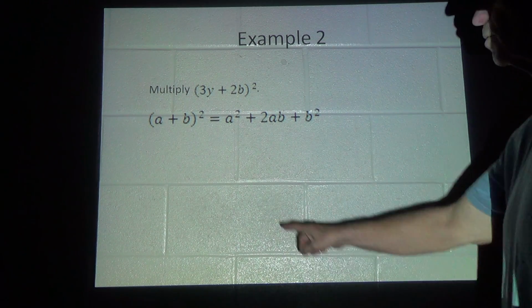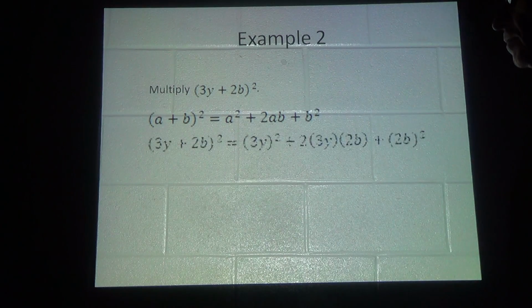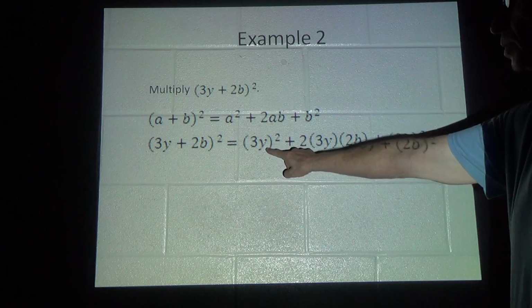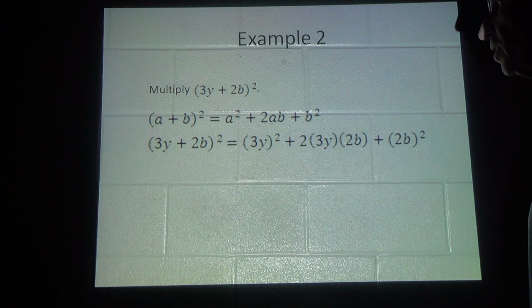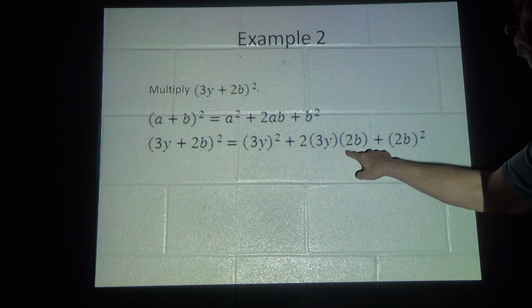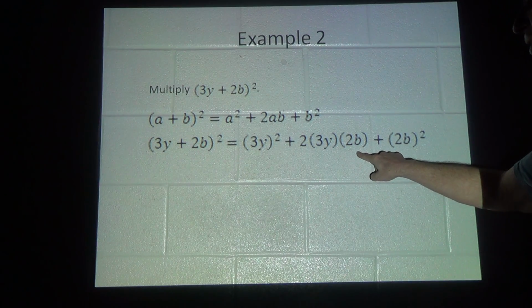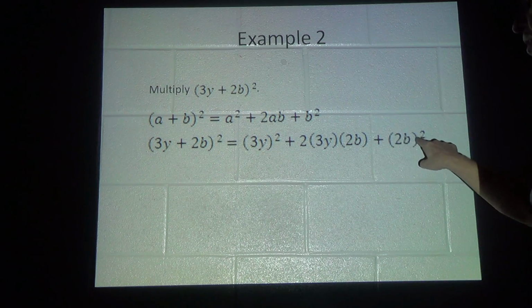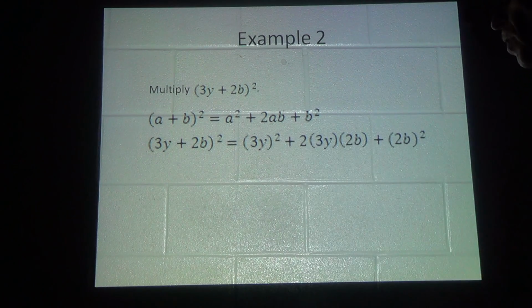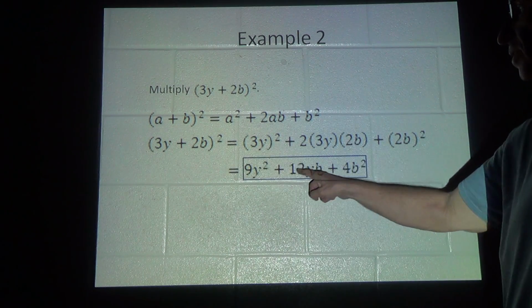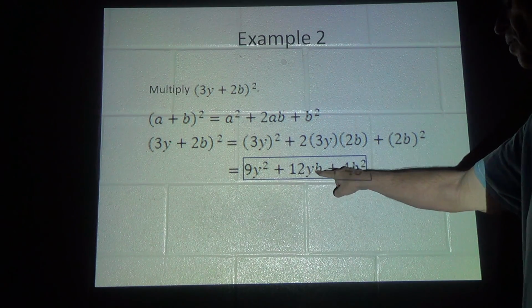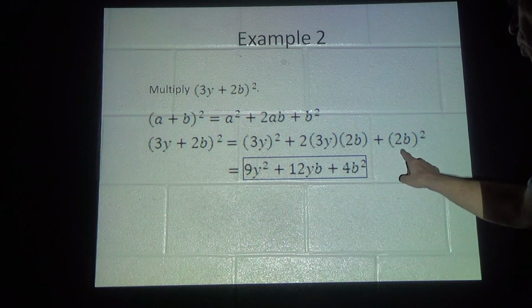Okay, substitute in for a and b, these two terms here, gives us (3y plus 2b) squared is equal to (3y) squared plus 2 times 3y times 2b, plus (2b) squared here at the end. Okay, so we simplify this out. (3y) squared is 9y squared. 2 times 3y is 6y, times 2b is going to give us 12yb, plus 4b squared.